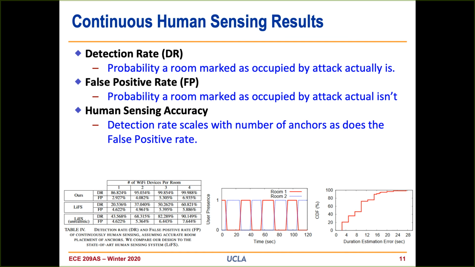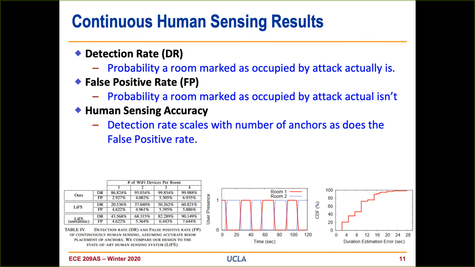LIFS was pretty much what this was compared against. It's a different sensing type that pretty much relies on the location of each of the anchors. So you'd have to know all the anchor locations ahead of time to use LIFS, so it's kind of an unrealistic example, but even then, this outperformed that other state-of-the-art sensing method.